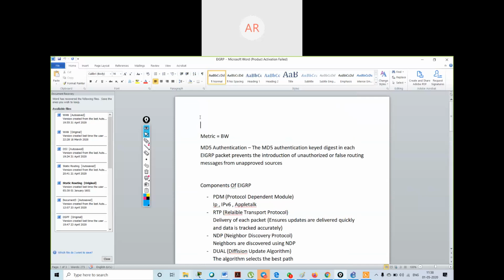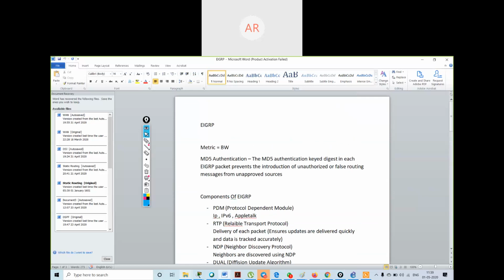So if I say EIGRP, what is EIGRP? As per you, what is EIGRP? It is a routing protocol, correct? It is a type of routing protocol, a distance vector routing protocol, correct? So you can say it is a distance vector routing protocol.